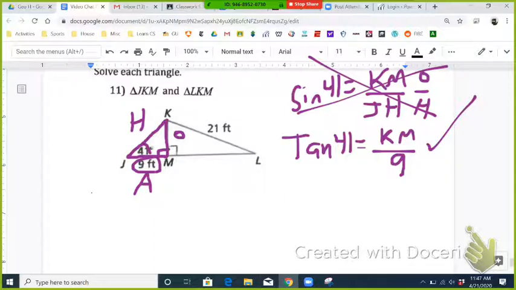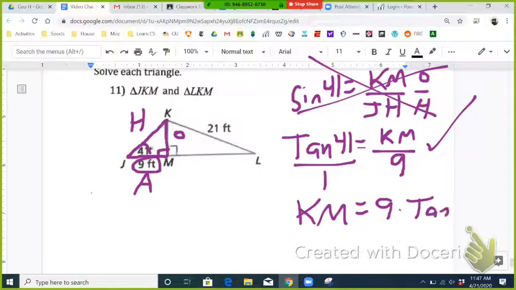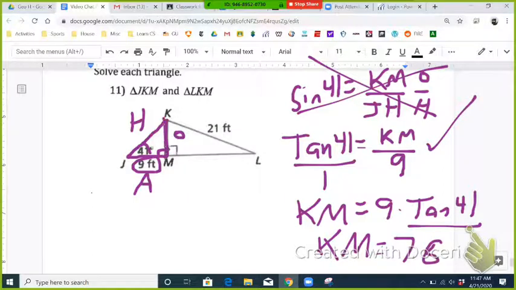So what I'm going to do now is just cross multiply. So I get KM times 1 is equal to 9 times the tangent of 41. Now the tangent of 41 is just a number. So if I type that on my calculator, I get 0.8692. Then if I multiply that by 9, I get that KM would be 7.8. Alright, so now we know this side right here is 7.8.